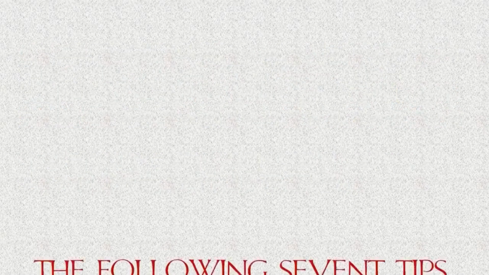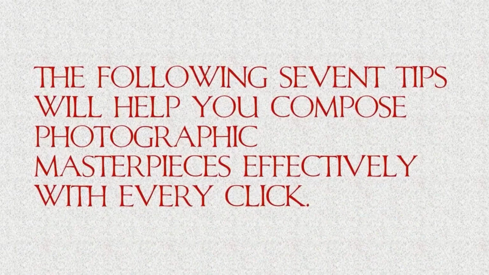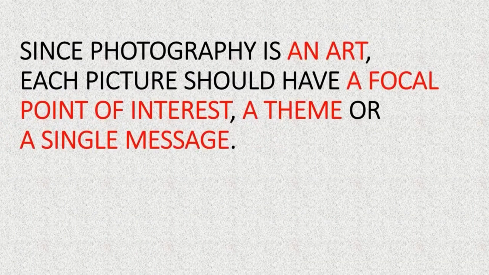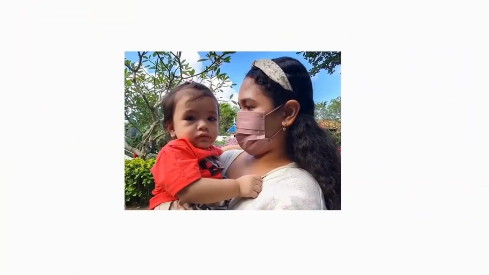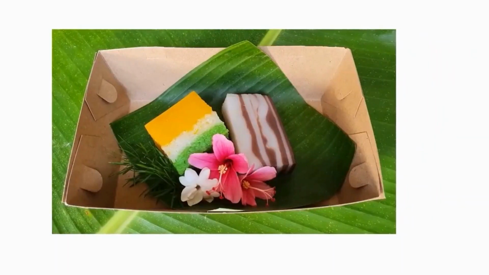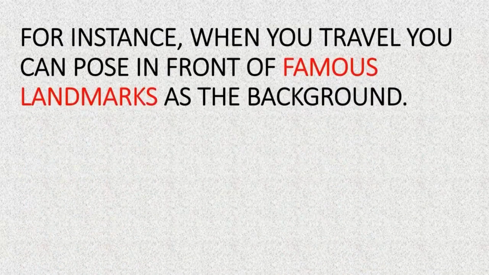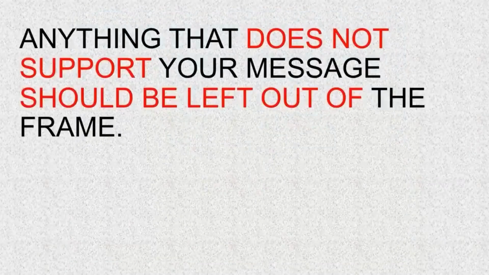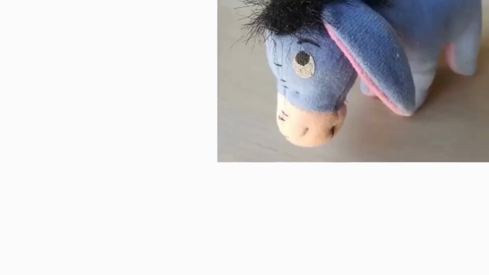The following 7 tips will help you compose photographic masterpieces effectively with every click. Tip 1. One picture, one message. Since photography is an art, each picture should have a focal point of interest, a theme, or a single message. Don't forget to include elements that help complete your message. For instance, when you travel, you can pose in front of a famous landmark as the background. Anything that does not support your message should be left out of the frame. Just keep your composition simple and clean.